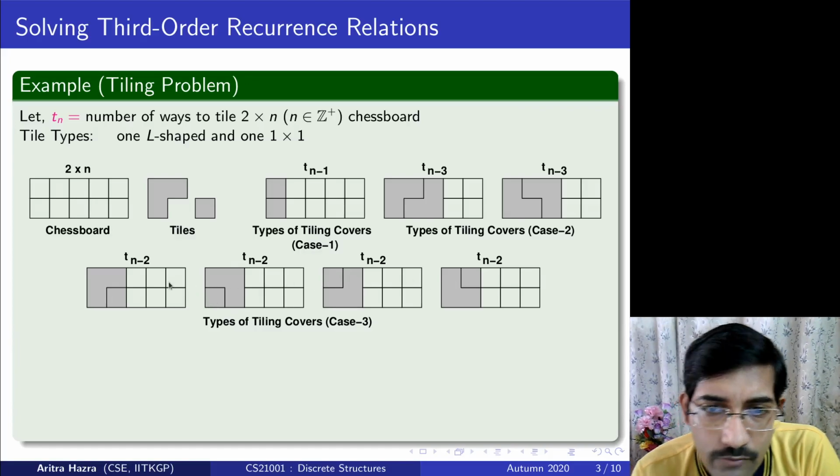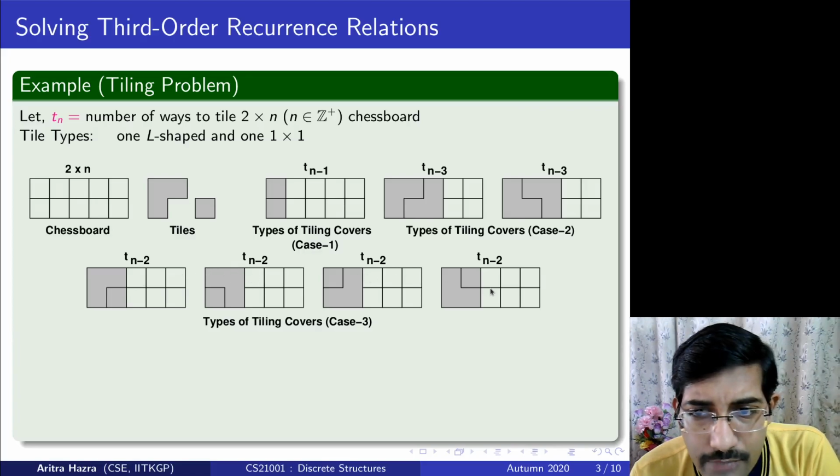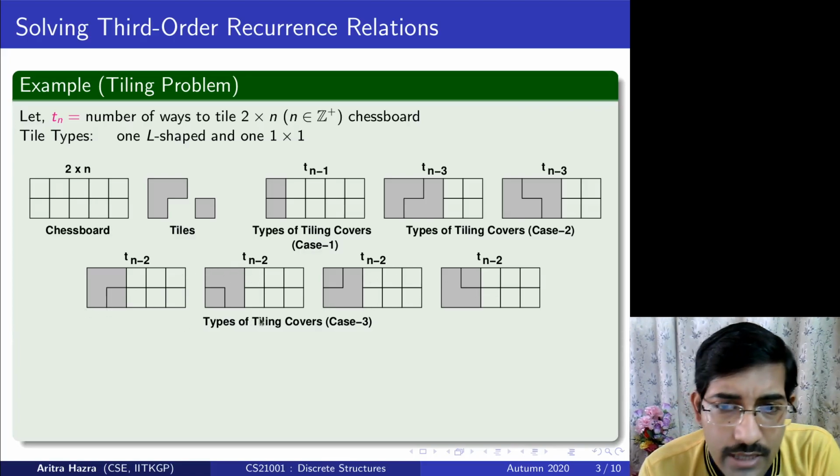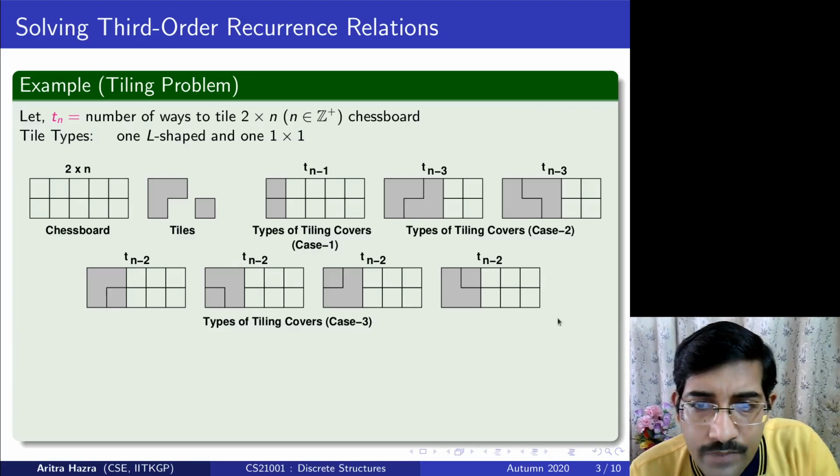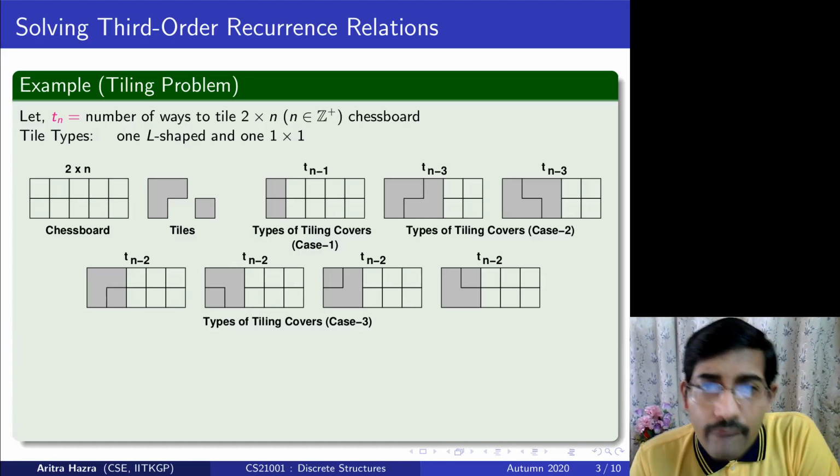So there are 4 possibilities in which you can cover 2 columns. The rest is n minus 2. So Tn minus 2 ways to do it. So each of them results in Tn minus 2 ways. So the case 3 type of tiling takes you to 4 into Tn minus 2 ways to completely tile the whole thing. Now, adding up is my recurrence.